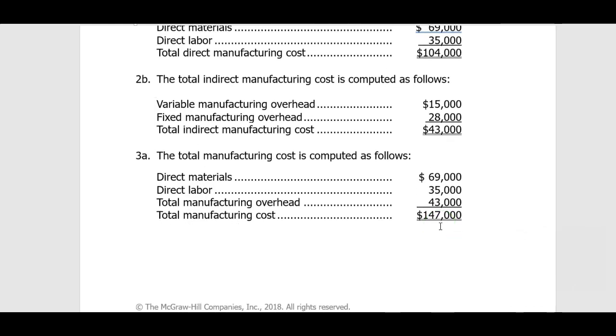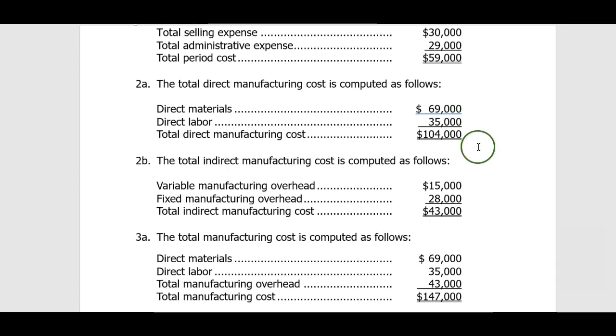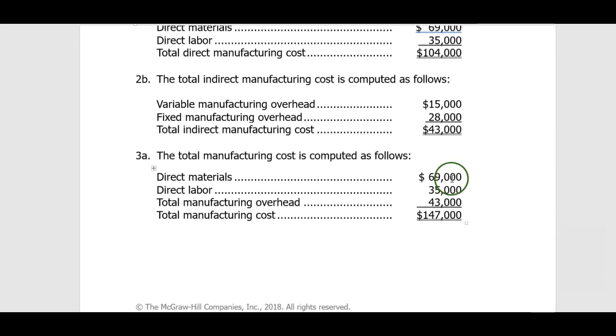In Part 3A, it asks, what is the total manufacturing cost? So the total manufacturing cost will be your direct materials, your direct labor, and all of your overhead, $147,000. That's the same thing we had in the very first answer. They're just asking the same question, just with different terms. So total manufacturing cost, all your materials, all your labor, and all of your overhead.